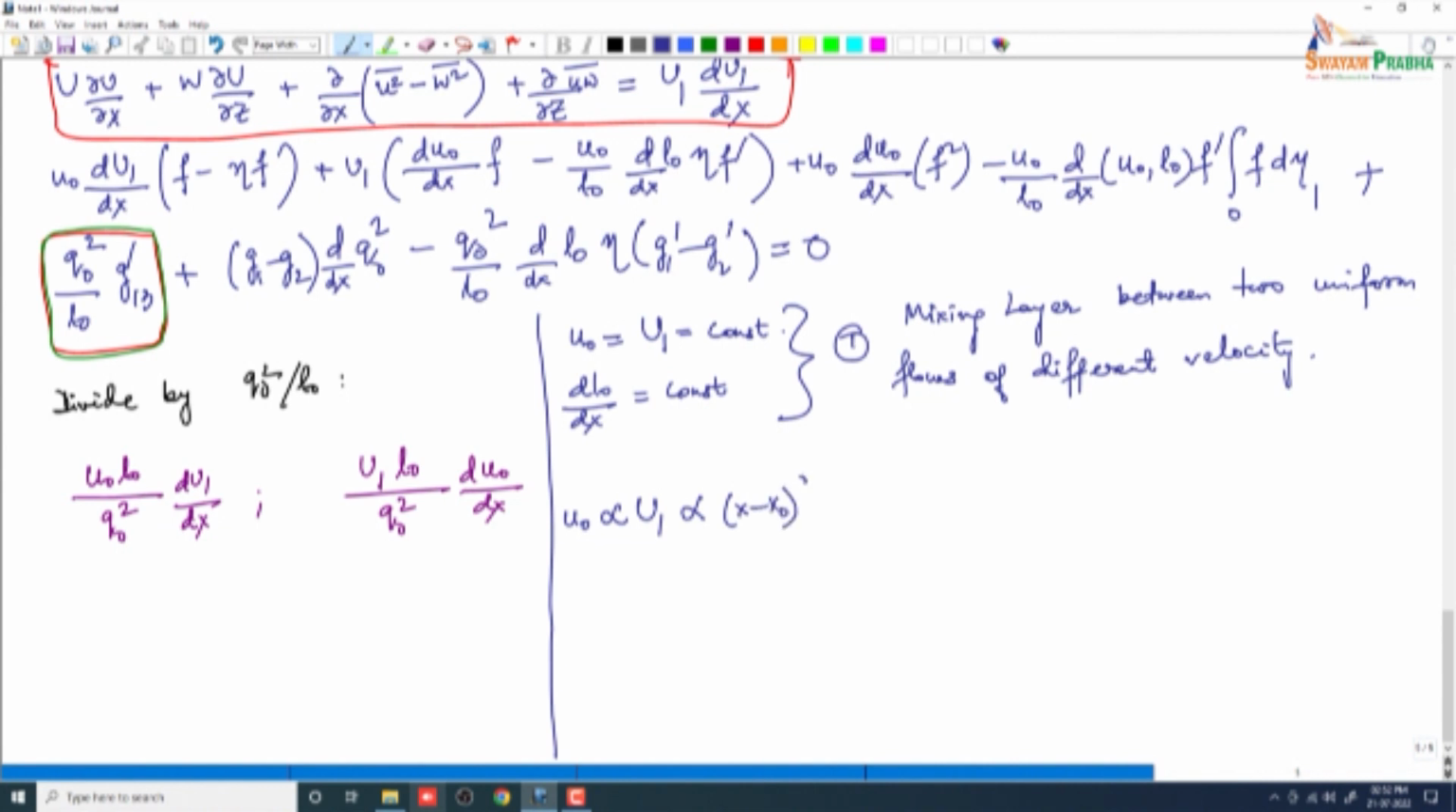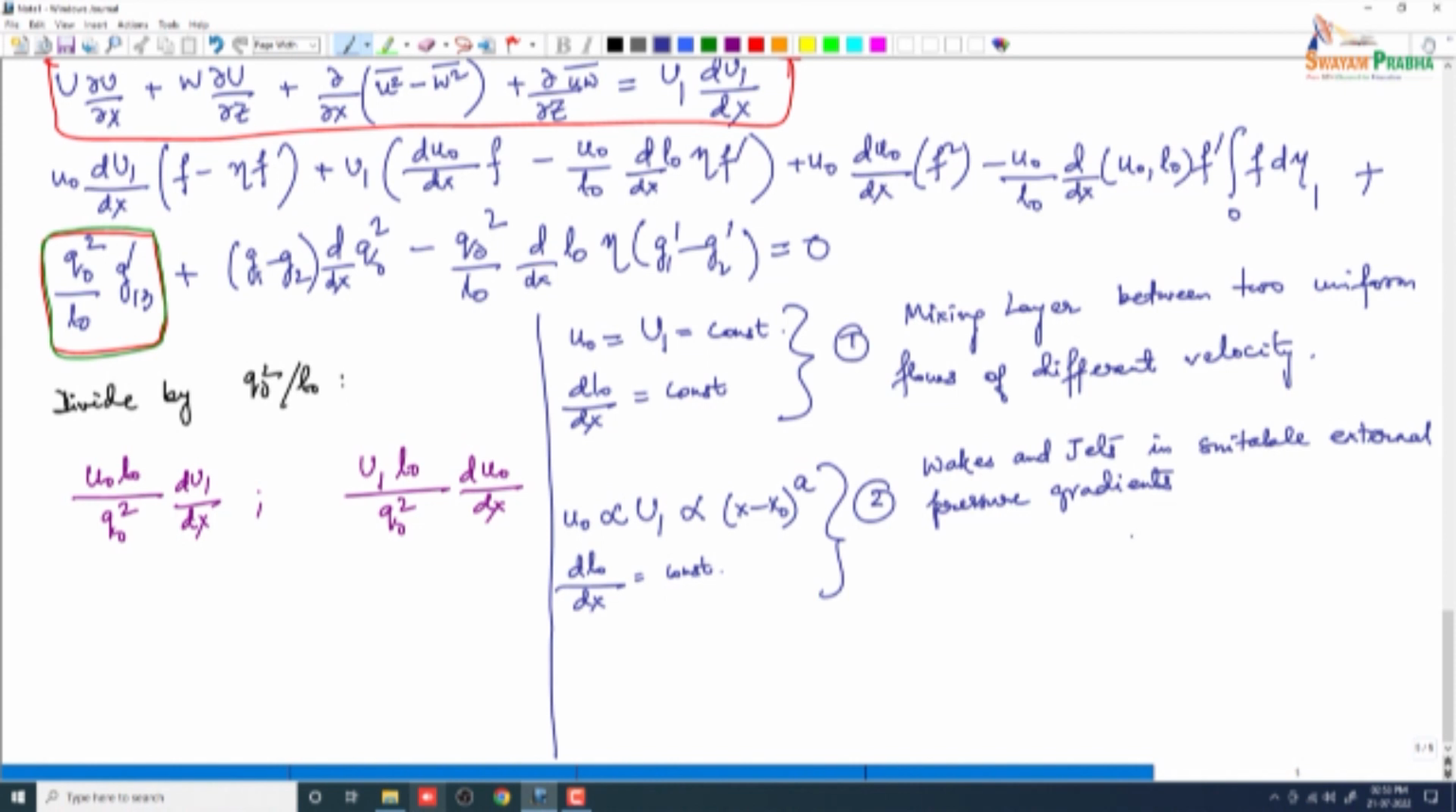On the other hand, if U naught is proportional to U1, which is essentially proportional to distance x, and dl naught dx is constant, this self-preservation is applicable for wakes and jets, with suitable external pressure gradients. Okay, so this is how we can look at self-preservation on specific flows: the mixing layer between two uniform flows, and wakes and jets. So these are two different kinds of flows.